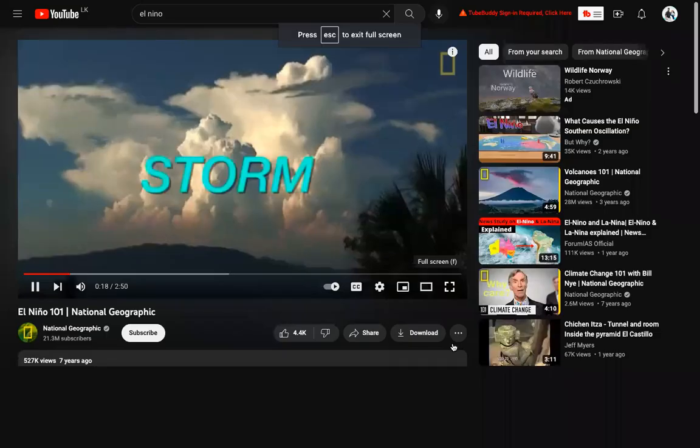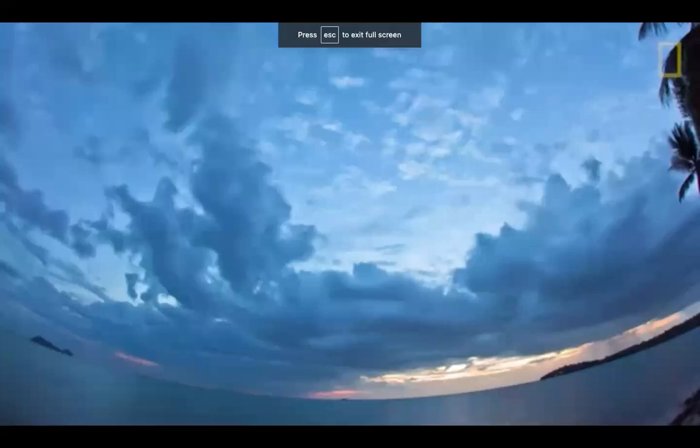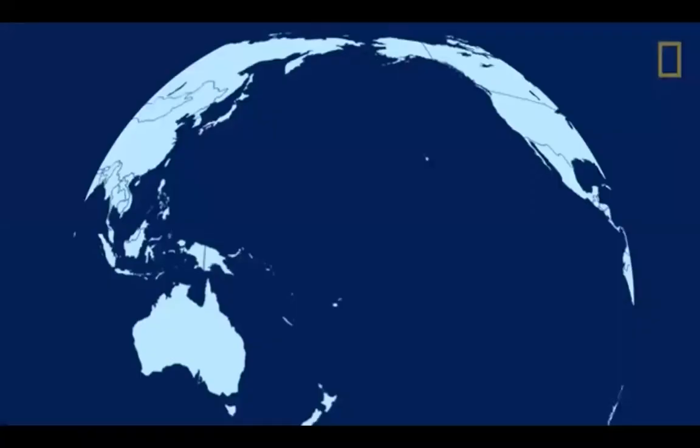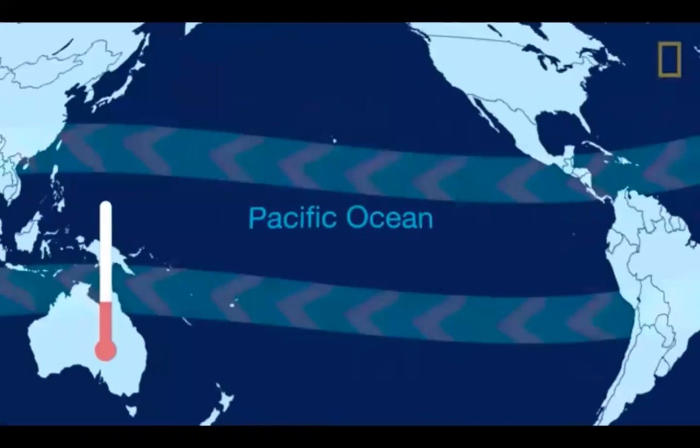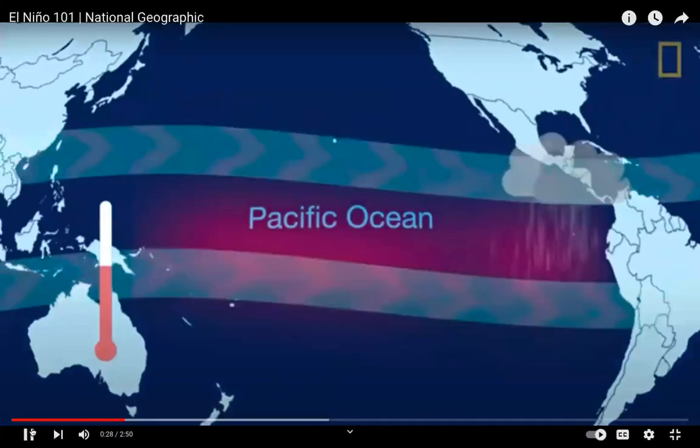El Nino is not a storm, but rather a weather phenomenon in the Pacific Ocean. During an El Nino, the surface water temperature warms up, leading to complex weather patterns.